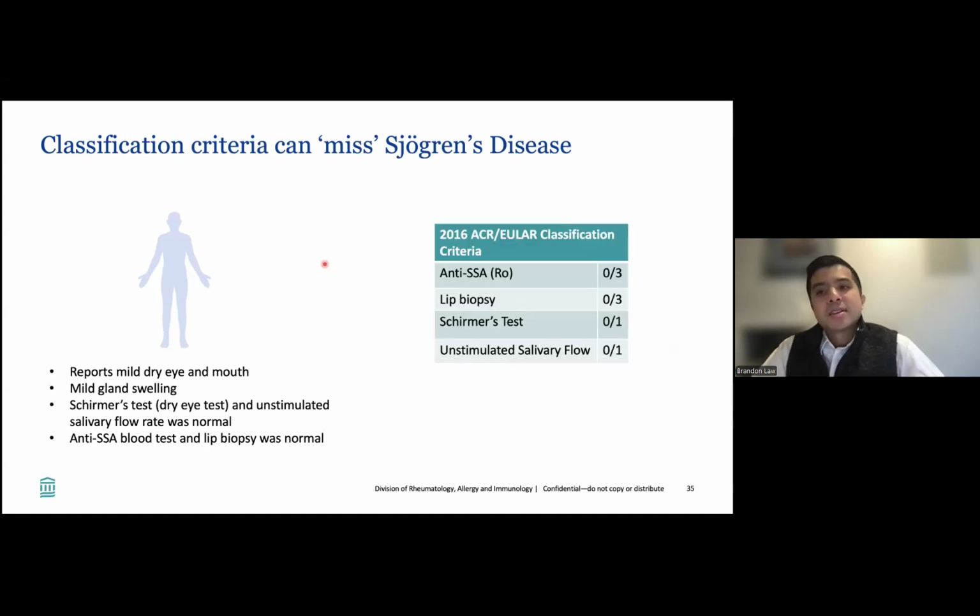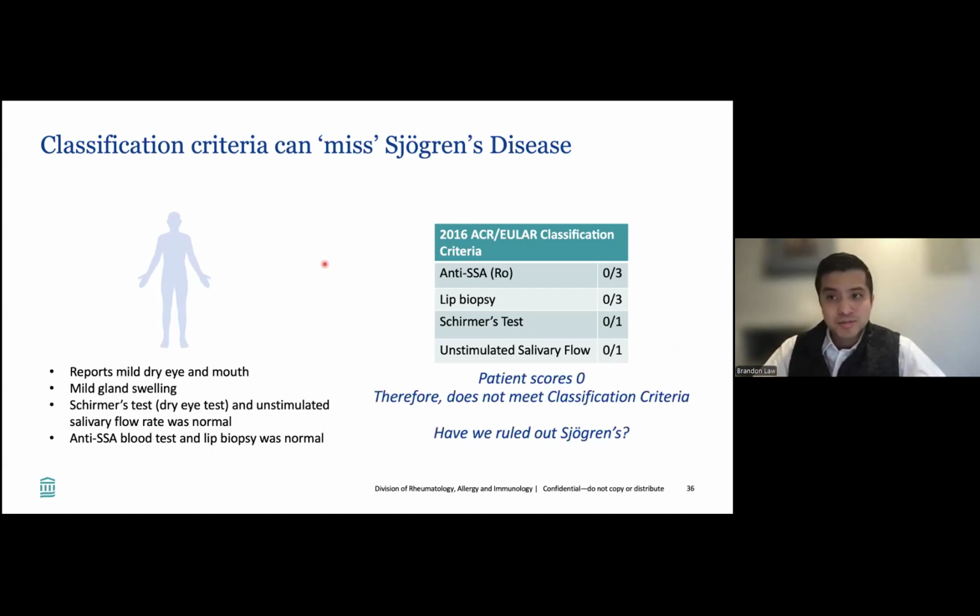So in this case, this patient, if we went by criteria, would score a 0, and 0 is less than 4, so that therefore does not meet classification criteria. And in fact, doesn't even come close to meeting classification criteria. And so have we ruled out Sjögren's in this patient, especially scoring a 0 based on the available data right now? And I think a lot of people would think that we've sort of done our work.